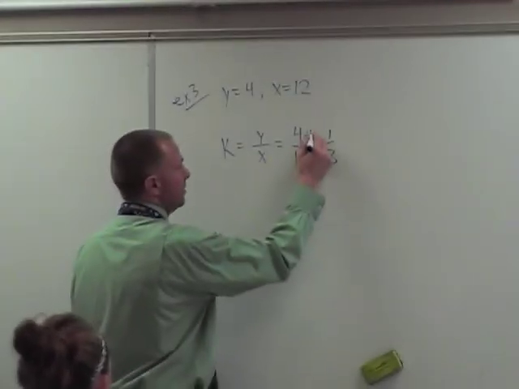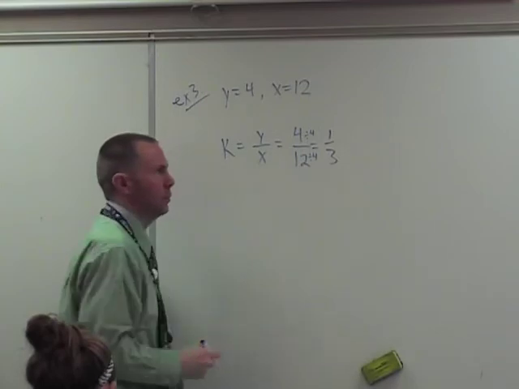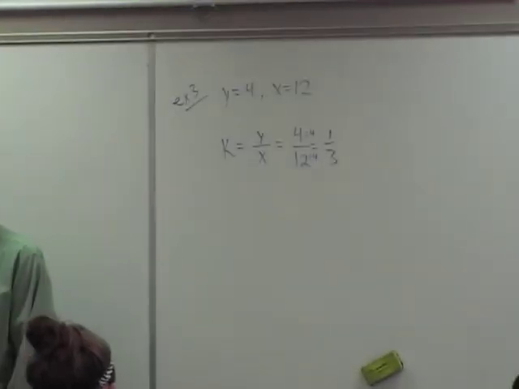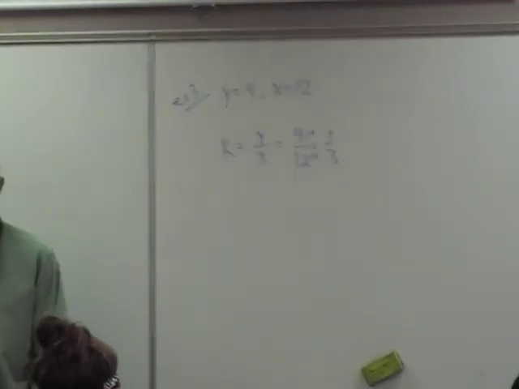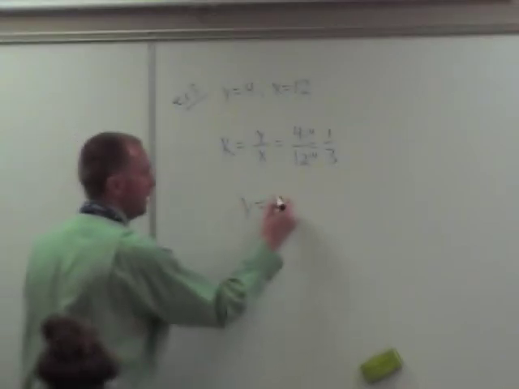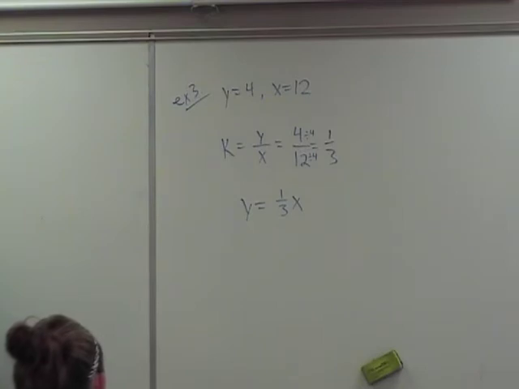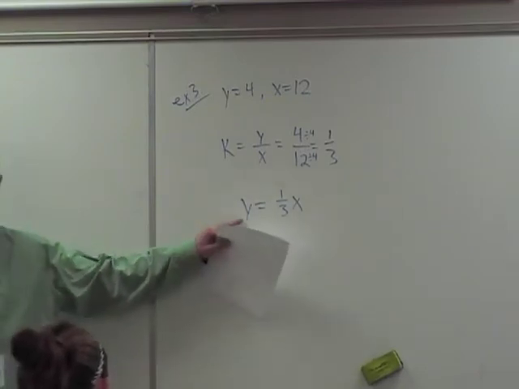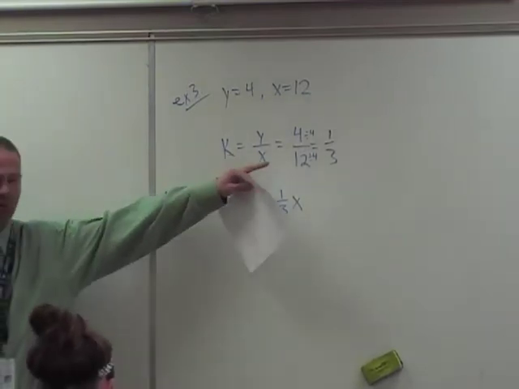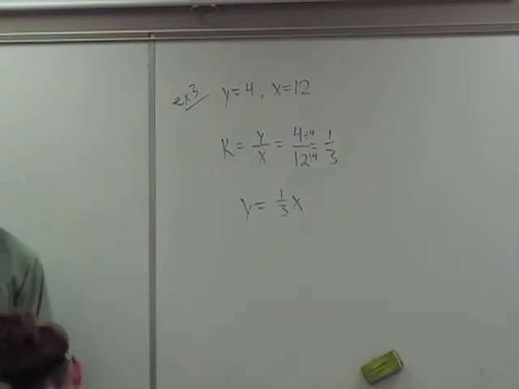I can reduce both of these by 4. Reducing is division. 4 divided by 4 is 1, and 12 divided by 4 is 3. Okay? So now my answer is y equals k, which is 1/3 x. Do not put k here. K is here for this formula.